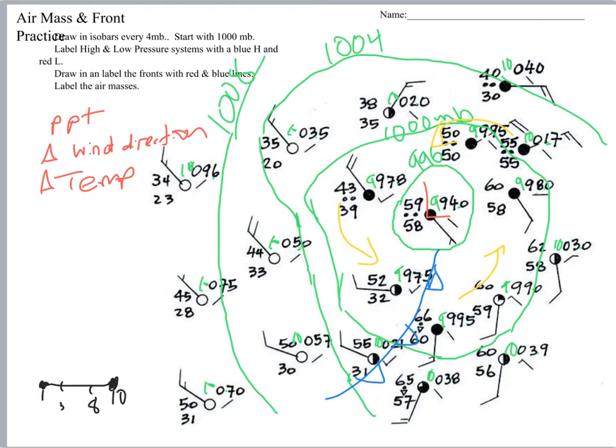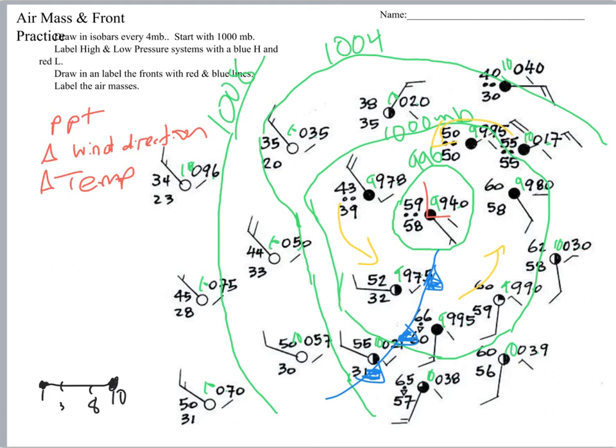Remember, your triangles always point to the direction it's moving towards. And in the northern hemisphere, they move counterclockwise in a low pressure system. Okay, let's double check to make sure there are no more fronts. I see some cloud cover over here, so that might indicate a front region. So next, let's look for a change in wind direction. Looks like this is all kind of coming from the south. This is coming from the northeast. So bingo, we found our next front.